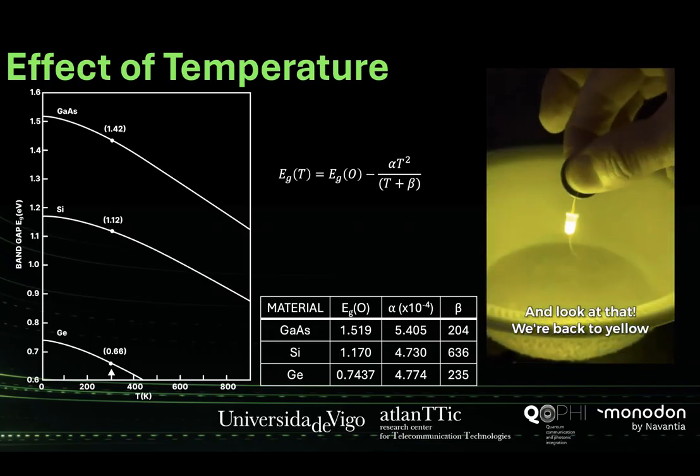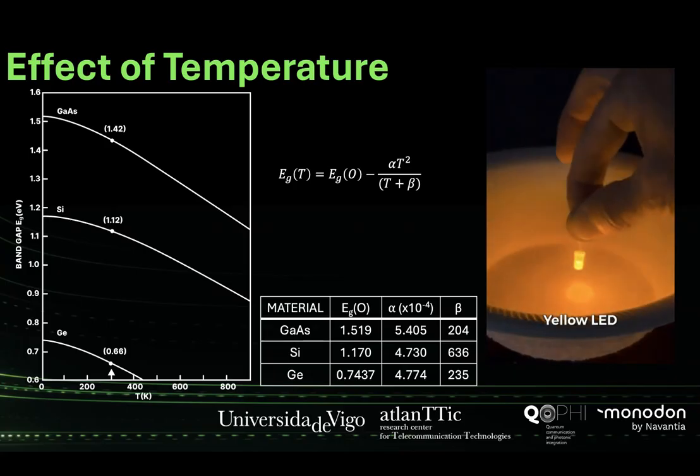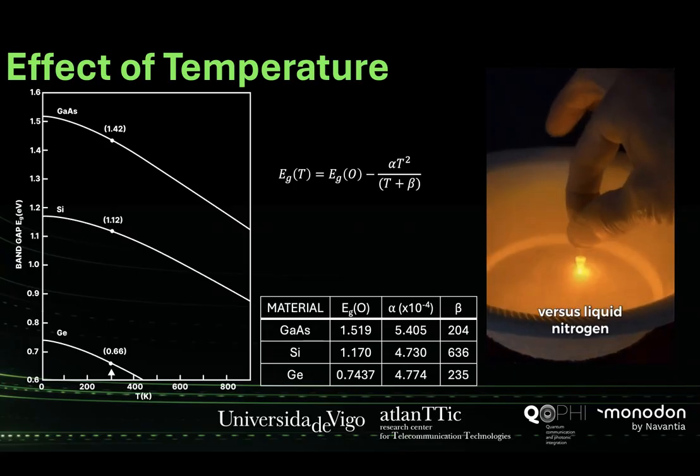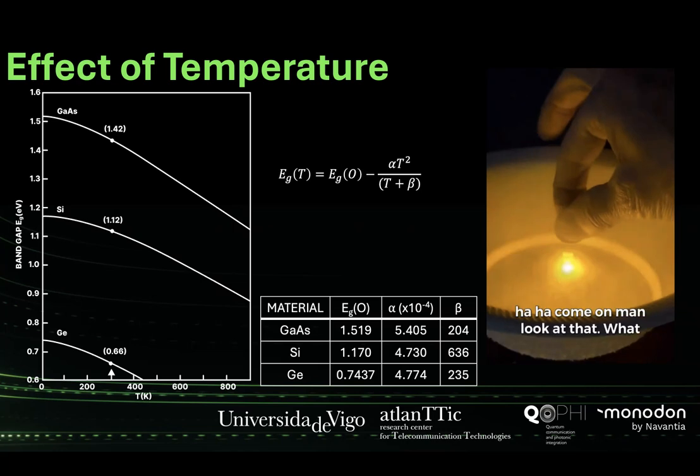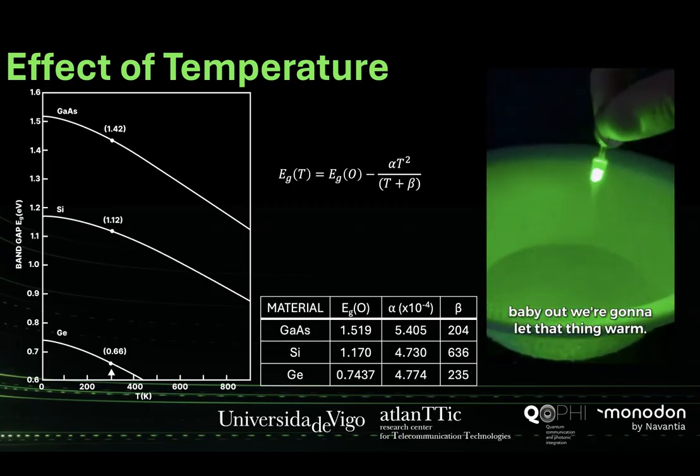A table here compares materials like gallium arsenide, silicon, and germanium. Each material responds differently to temperature changes. This becomes extremely important in telecommunications, aerospace systems, sensors, and high-power lasers where stability is critical.